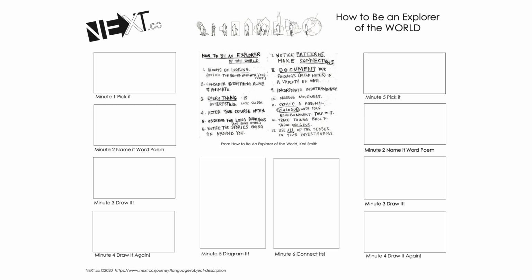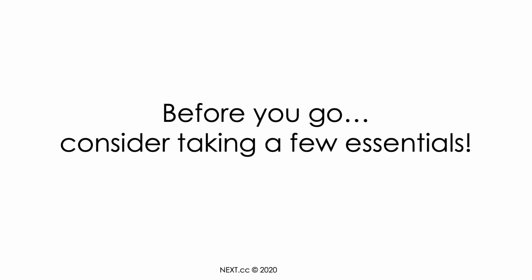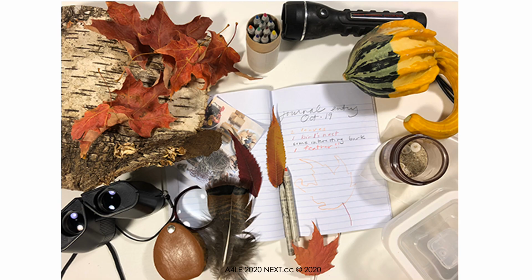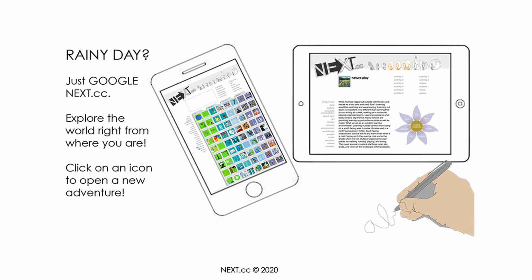So we created a worksheet for you to go out and find something, pick it, name it, give it a word poem, draw it, diagram it, and connect all of what it needs to live. So before you go outside, consider taking a few essentials, things that scientists, artists, and designers take, like a journal and some pens to document your findings, and maybe a magnifying glass to look closely, or binoculars to look in the distance, or a flashlight to look into a deep log, or things to collect exciting things to bring home and share.